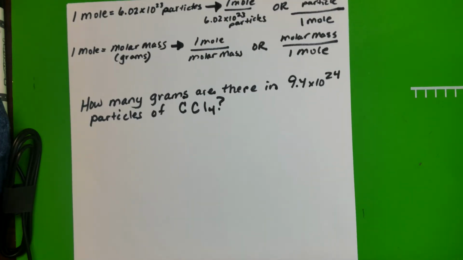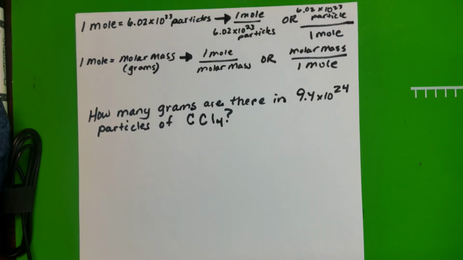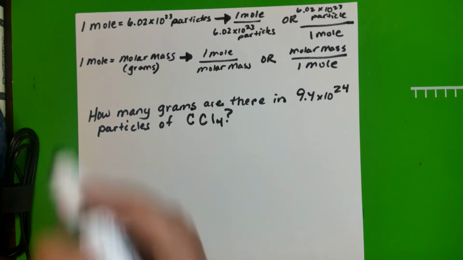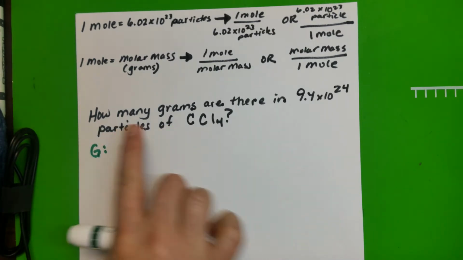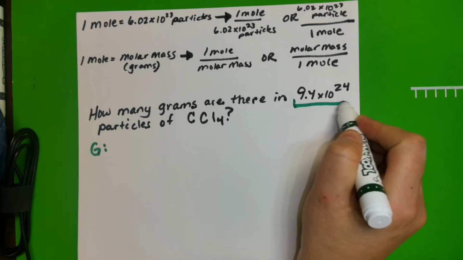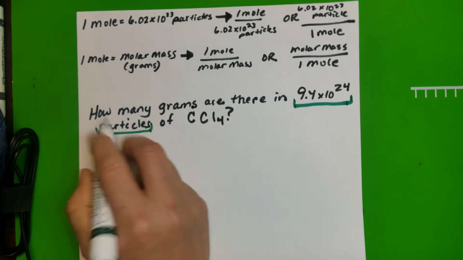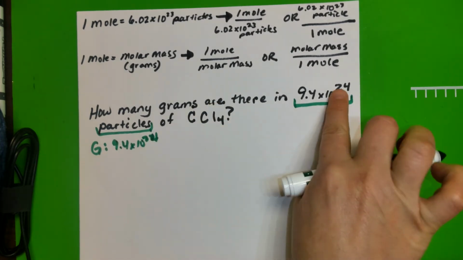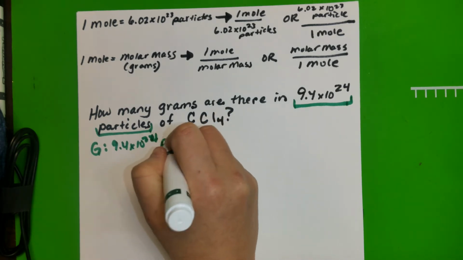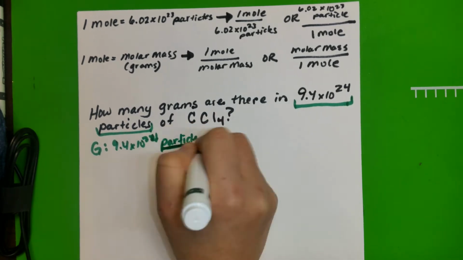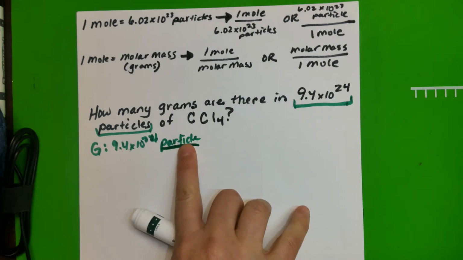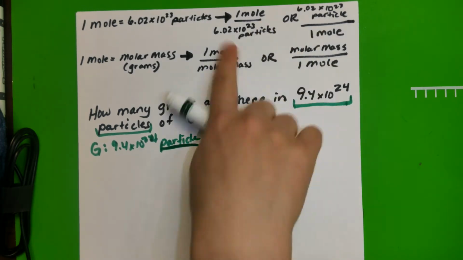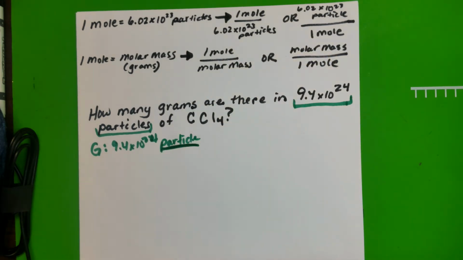Okay, so now I'm going to go ahead and do this two stepper. Keep in mind, look at what is given. So we will start with your given. The given is going to be the given number, which is the particles. So we're going to go from 9.4 times 10 to the 24th particles. Particles is very important because that's how you start and that's how you're going to match it up. Okay, so the next one we're going to do is your unknown.